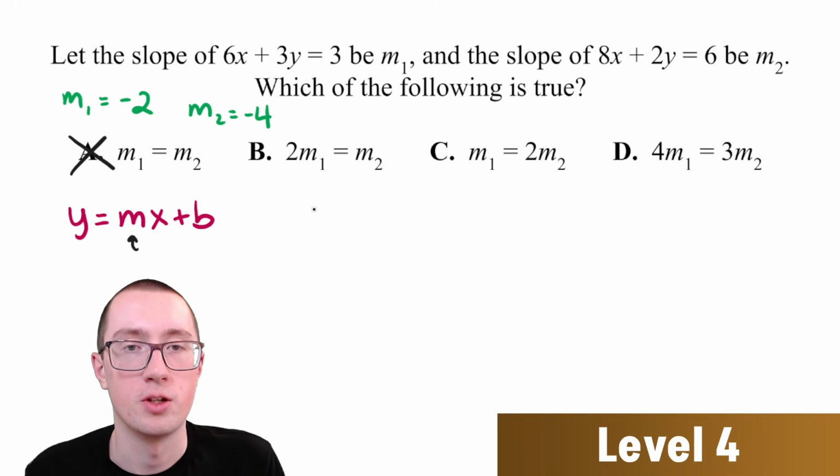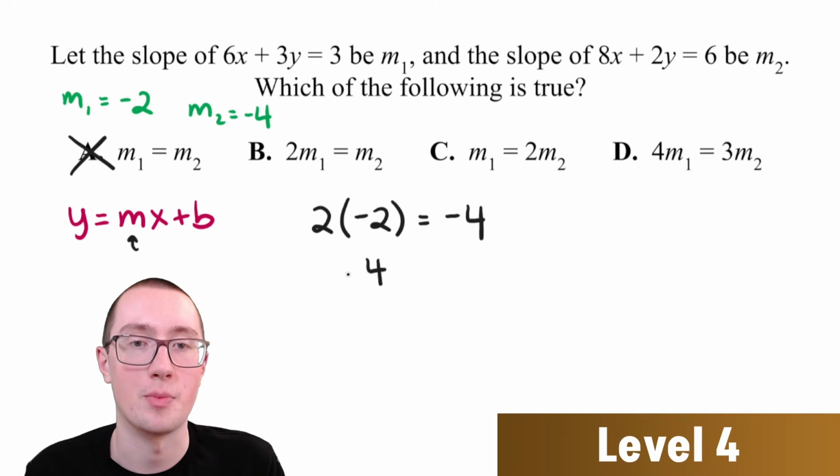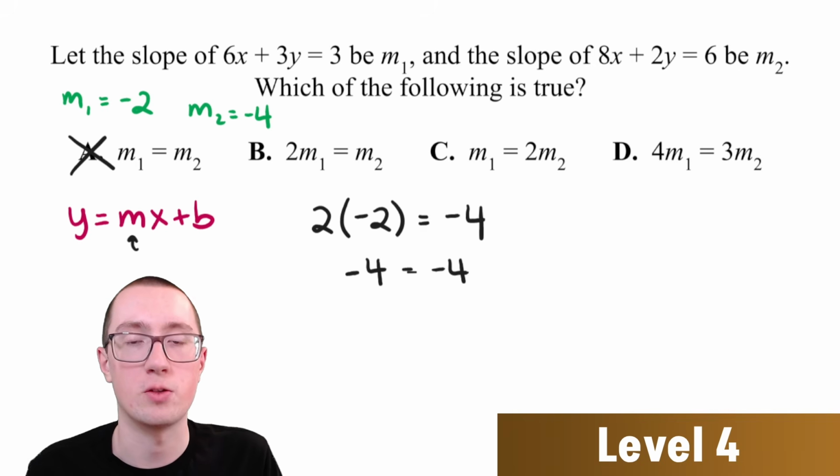B says that 2 times m1 is equal to m2. Well, let's try that out. 2 times m1, which is -2, is equal to m2, which is -4. Well, 2 times 2 is 4, and the minus sign stays. And you'll see that it actually is true. We get -4 on both sides, which means that the answer to this problem is B.